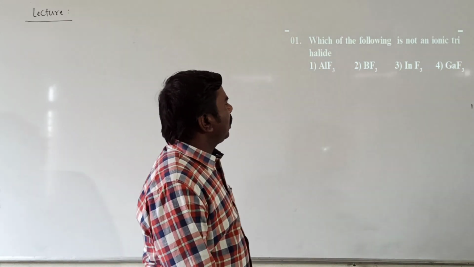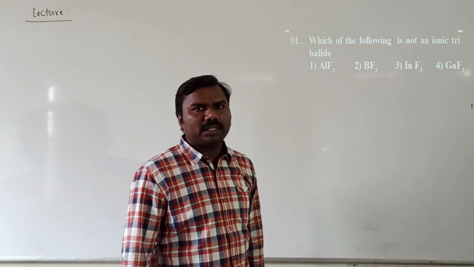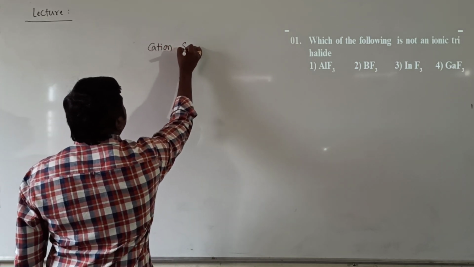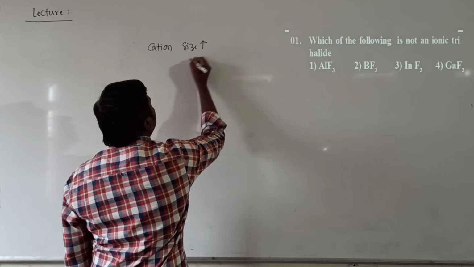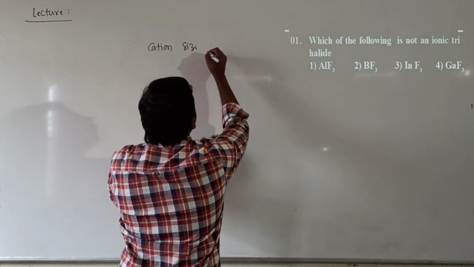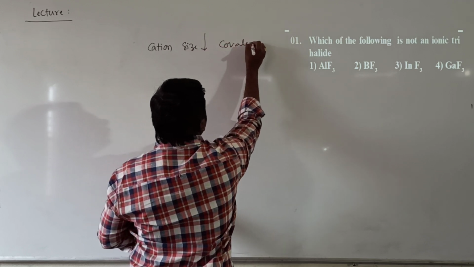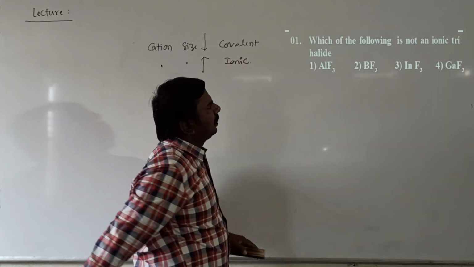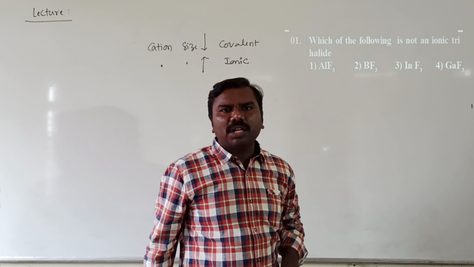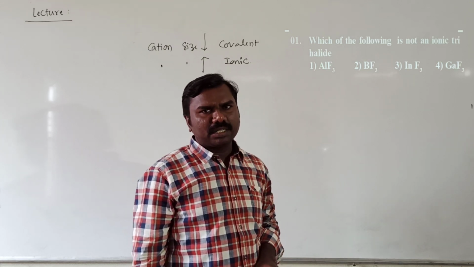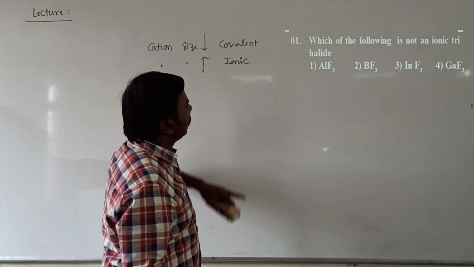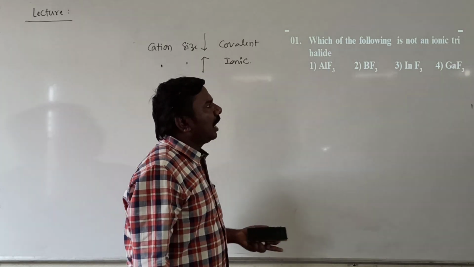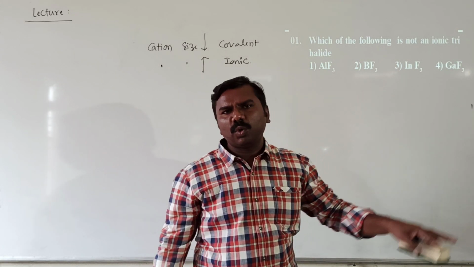Which of the following is not an ionic trihalide? Not ionic means covalent. When cation size increases, the character is ionic. When cation size decreases, the character is covalent. The anions are fluoride ions only, the same in all, so no confusion.